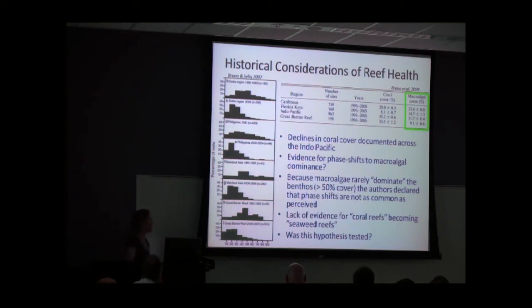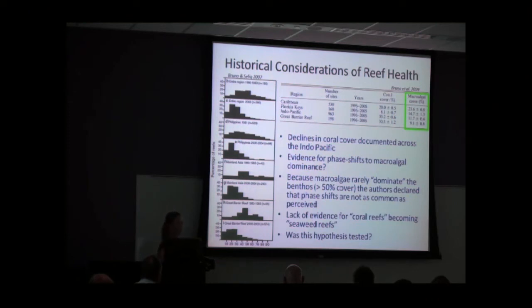And Pete talked about this as well. So they took this as evidence to suggest basically that these phase shifts were not occurring because macroalgae rarely occupied greater than 50% of the benthos. And they went even further to say that this is a lack of evidence that coral reefs are becoming seaweed reefs. And I would argue that that hypothesis wasn't actually tested because seaweed means a lot more than just macroalgae.